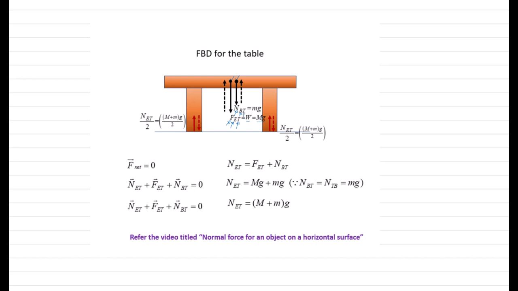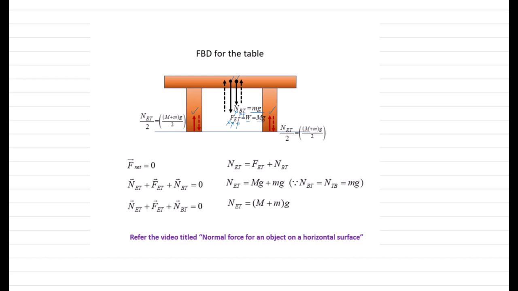And from the previous picture, keeping in view the vertical equilibrium for the book, we have seen that NBT equals mg. So these are the two forces acting in the down direction. And what are the forces acting in the vertically upward direction? I've drawn them over here, this and also this. More about this I'm going to explain when I come to the equation for vertical equilibrium.